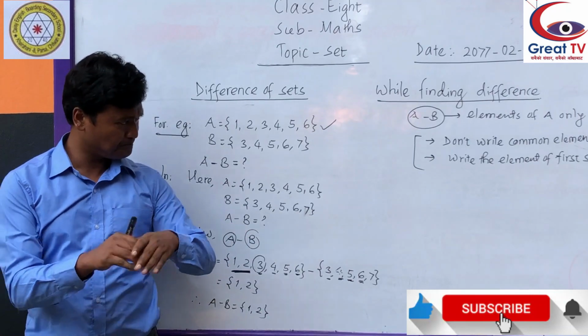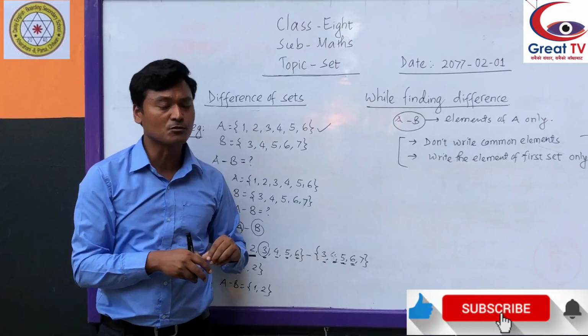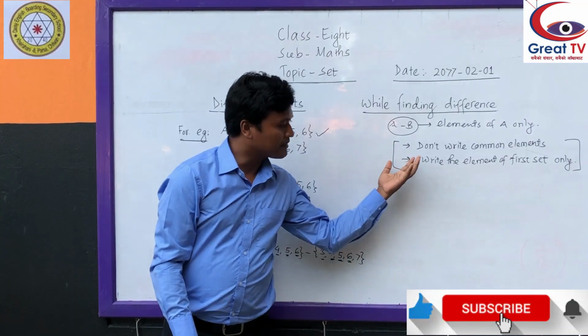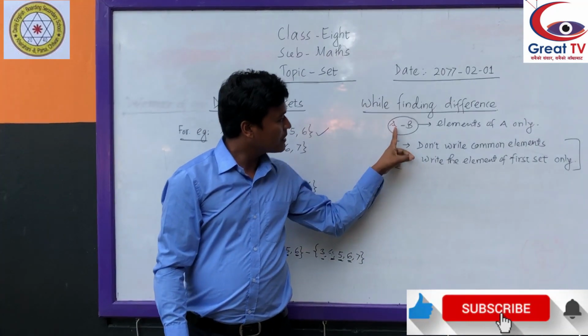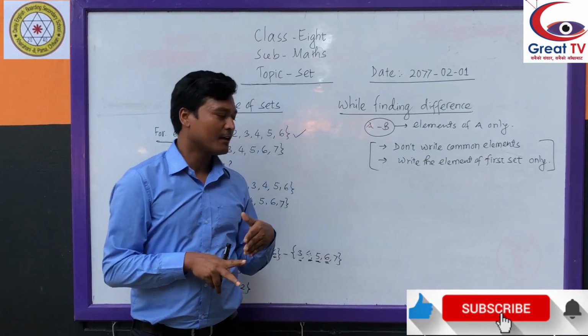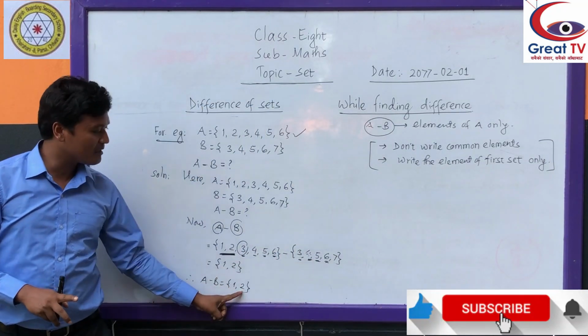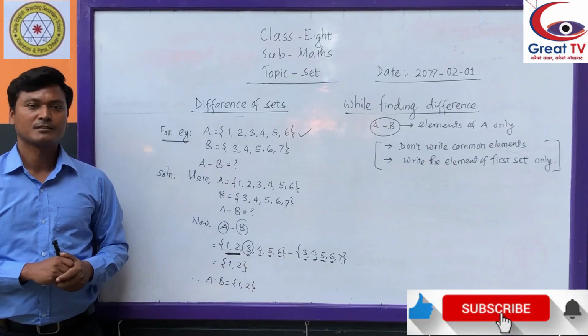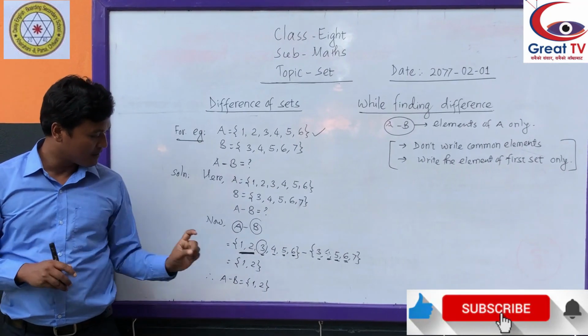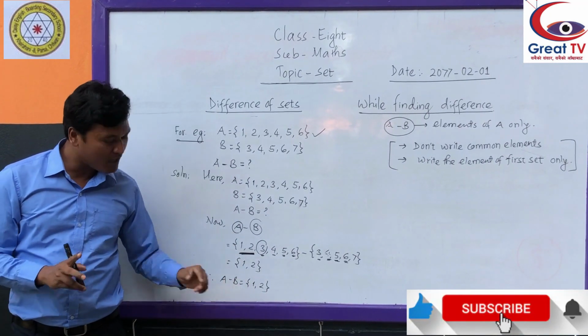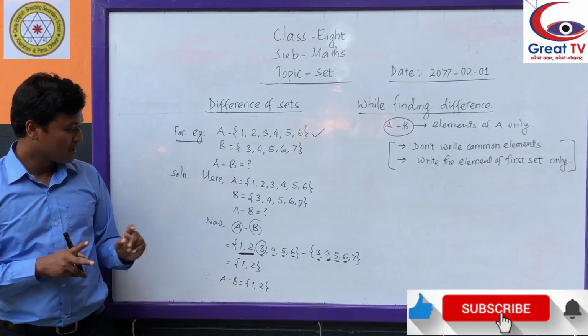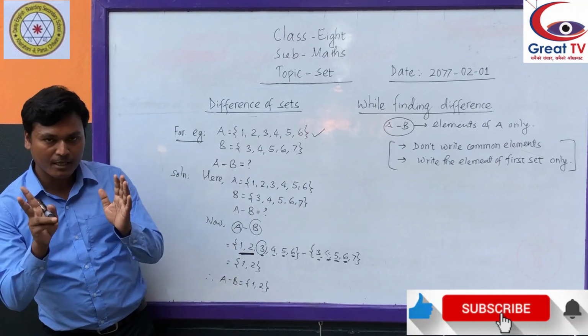One more time, if you have not understood, then don't forget the idea. See here, A difference B means elements of A only. By the definition, you can say 1 and 2 are the elements of A only, not of B. By this way, you should understand. 1 and 2 are the elements of A only, not of B. Now here, I'm telling elements of A only.